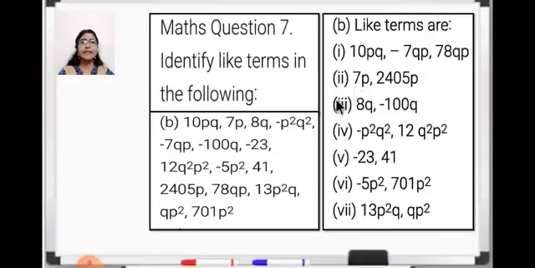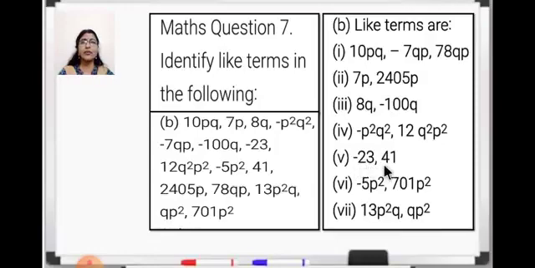Next, 7P and 2405P. You can see here they have the same variable, that is P. Then the third pair is 8Q minus 100Q. Here Q is the variable. You have learned this in the live session, how to find out the like terms. You have to just see the variable. Here minus P squared Q squared and 12 Q squared P squared are like terms, because if you rearrange this, you can write it as P squared Q squared. So they are like terms.